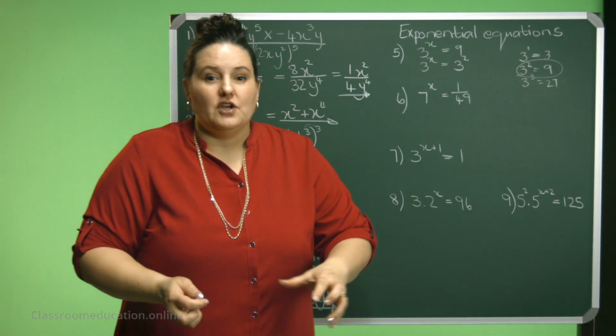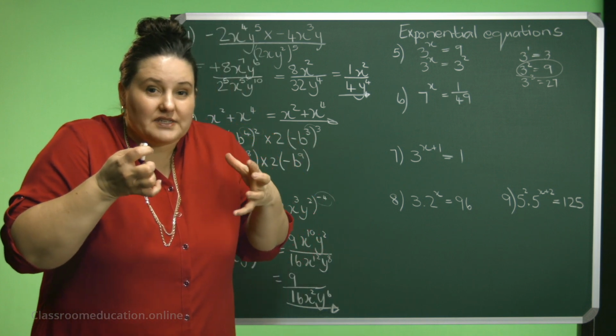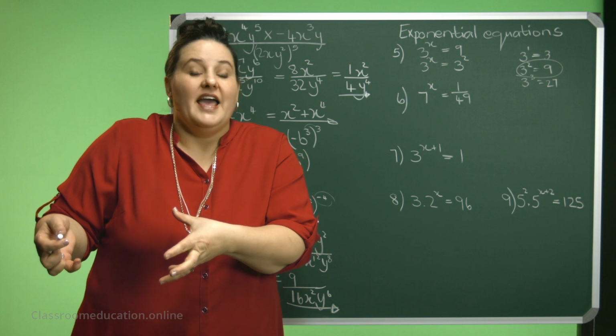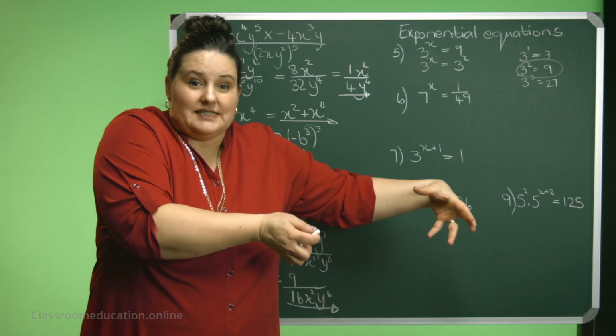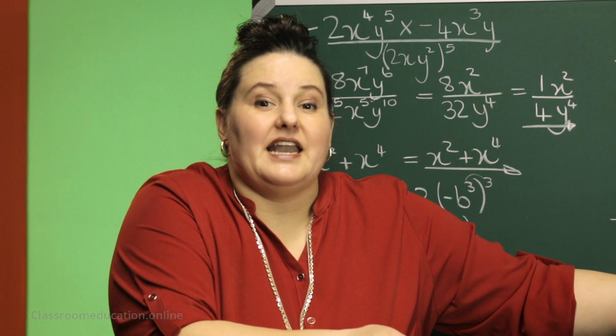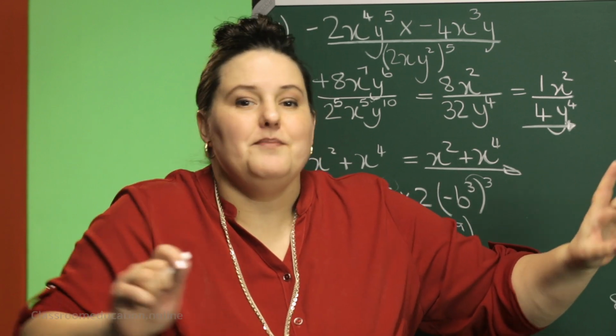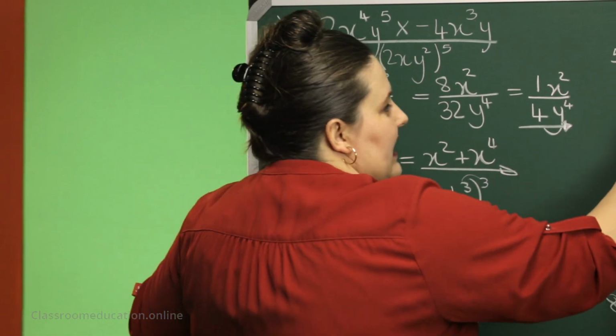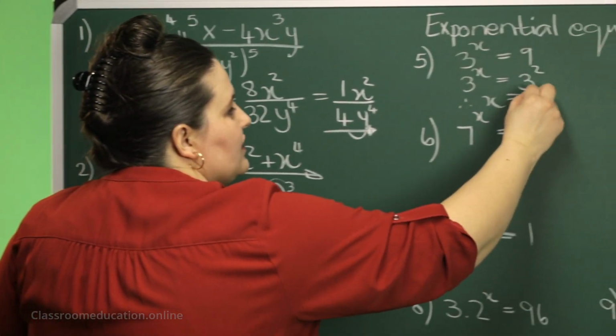And boys and girls, once I have my bases the same, and I have one term on the left-hand side of my equal sign, and one term on the right-hand side of my equal sign, then I can say, okay, I'm not going to write the bases anymore. I can say x equals 2.